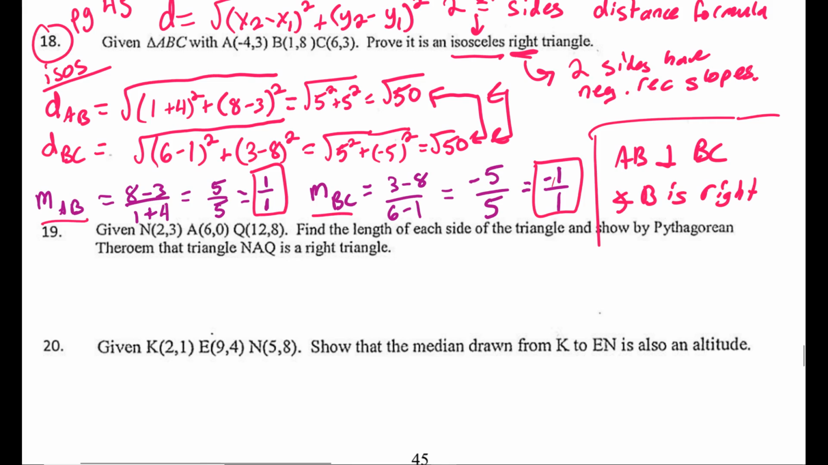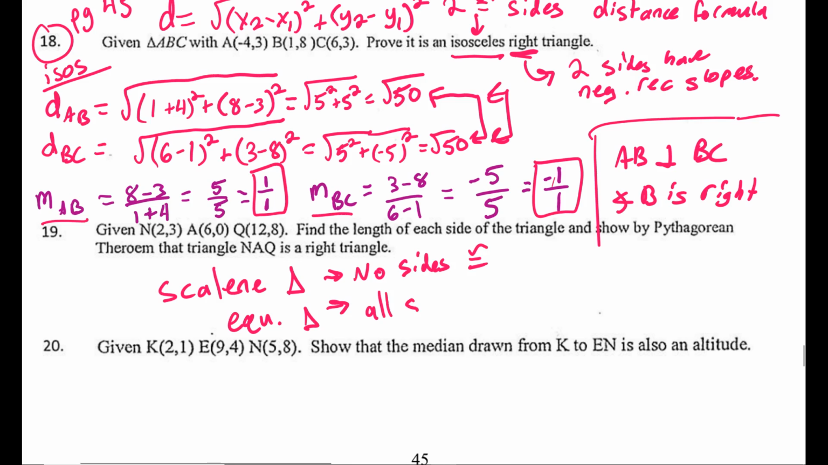And if you wanted to prove that it's a scalene triangle or an equilateral triangle, you would just do the same sort of process where you would use the distance formula, show that no sides are congruent, and you would use the distance formula to show that all sides are congruent. The only time we really use the slope formula is when we're looking at right triangles and we want to show that there are perpendicular lines there to form right triangles.